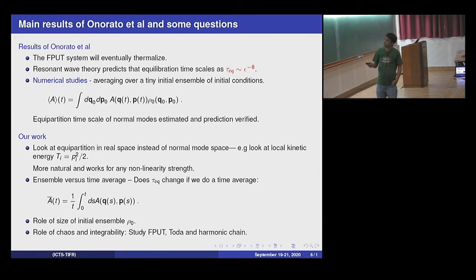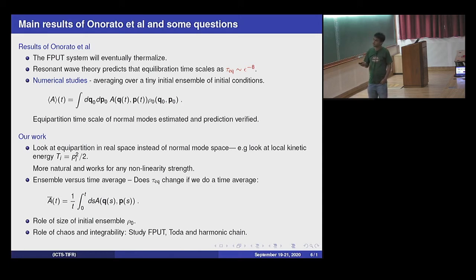And then they look at equipartition of the normal modes. They verified this in their simulations. Now in our studies, what we have done is we look at equipartition in real space instead of normal mode space. That seems a more natural thing. For example, I just look at the kinetic energy of each particle. Has it reached thermal equilibrium? That's the easier thing to look at. And this is something which works even at large nonlinearity, which won't work for normal mode energies.